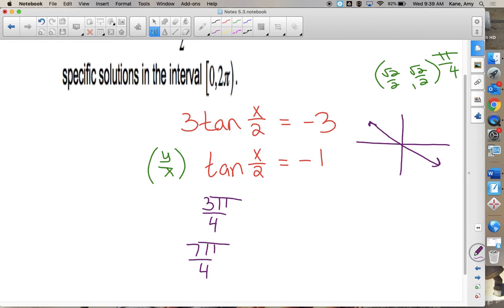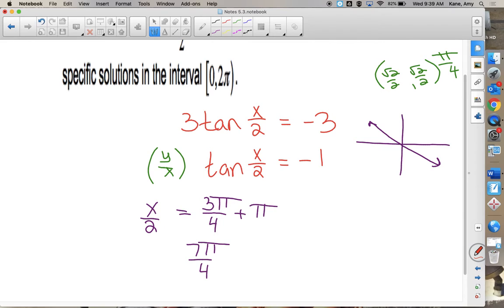So those would be the initial angles, the initial answers. Okay, so the next step. Those would be my answers if it just said x, but this one says a half x, or x over 2. When it's tangent, what's the period of tangent? Pi.